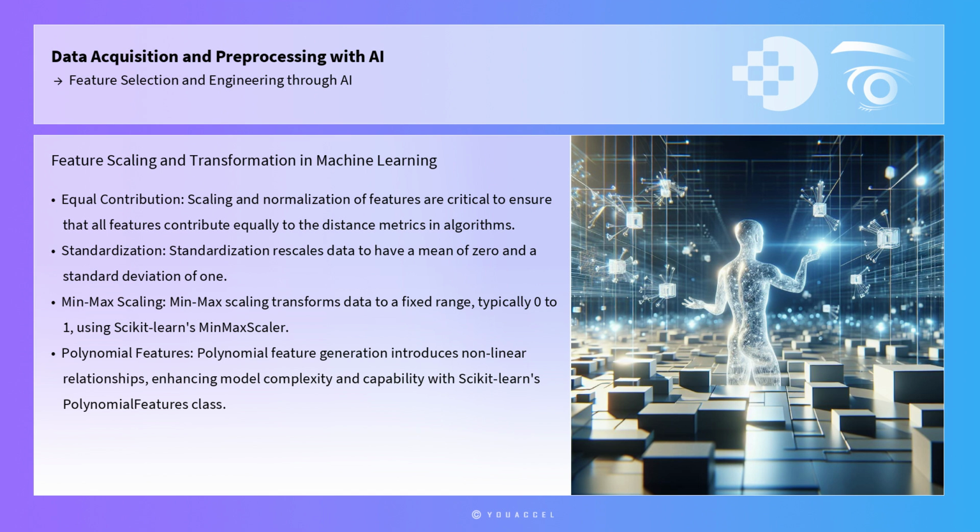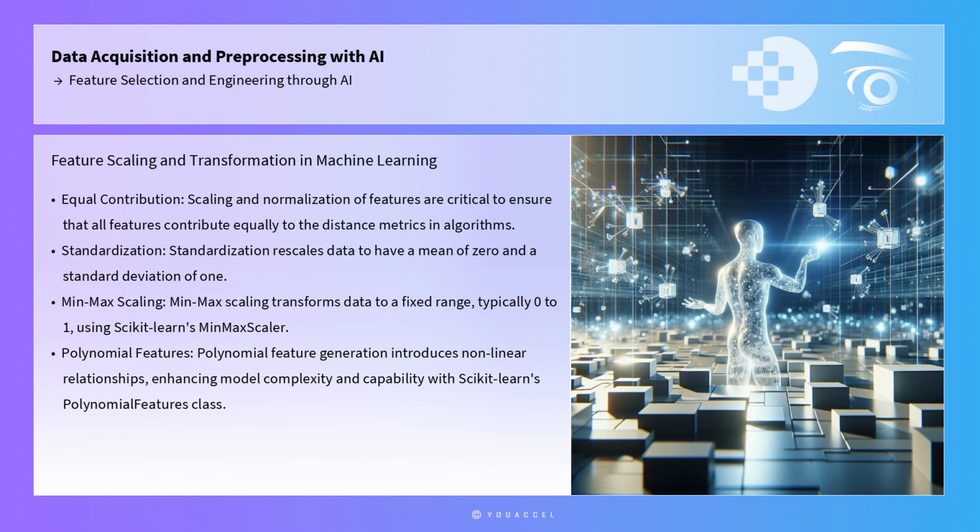Scaling and normalization of features are critical to ensure that all features contribute equally to the distance metrics in algorithms like k-nearest neighbors and support vector machines. Standardization rescales data to have a mean of 0 and a standard deviation of 1, while min-max scaling transforms data to a fixed range, typically 0 to 1. Scikit-learn's standard scaler and min-max scaler are practical tools for these transformations.